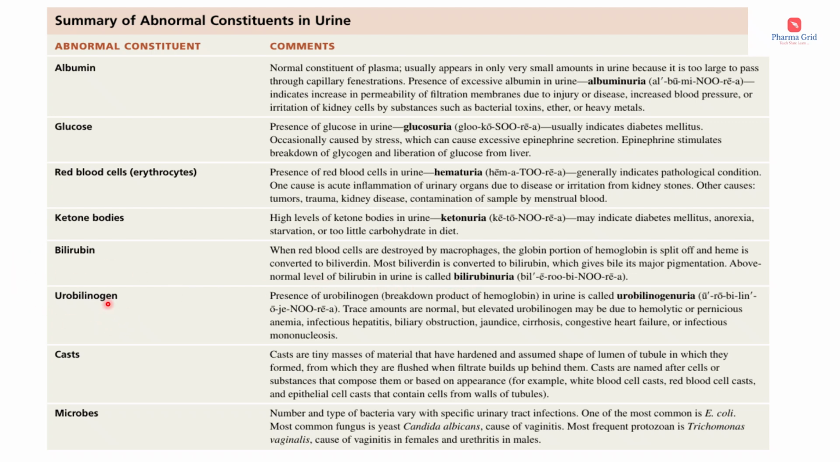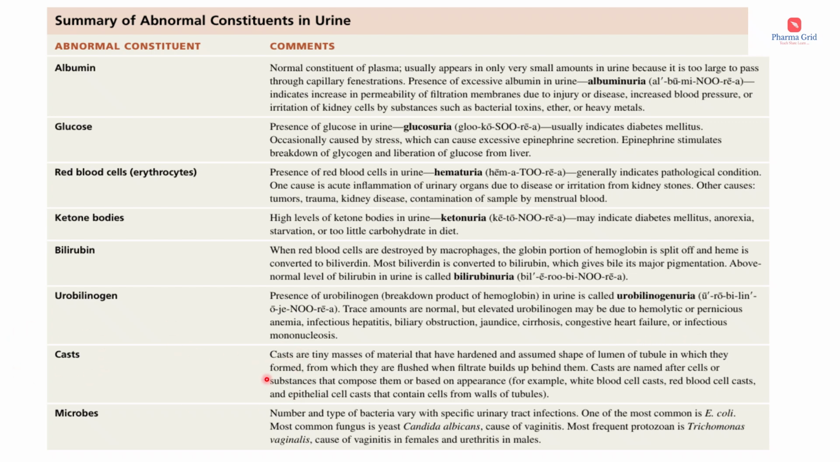Then the next component is urobilinogen. Urobilinogen is a breakdown product of hemoglobin. The presence of urobilinogen in urine is called urobilinogenuria. Trace amounts are normal, but elevated urobilinogen may be due to hemolytic or pernicious anemia, infectious hepatitis, biliary obstruction, jaundice, cirrhosis, CHF or infectious mononucleosis.